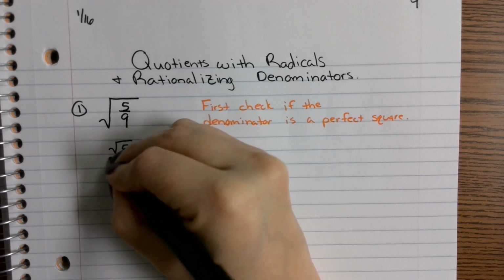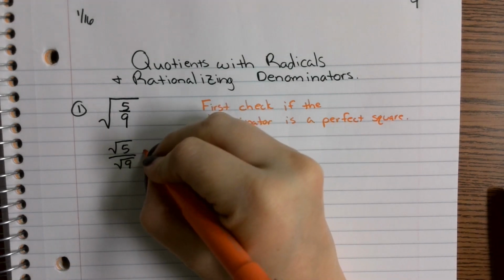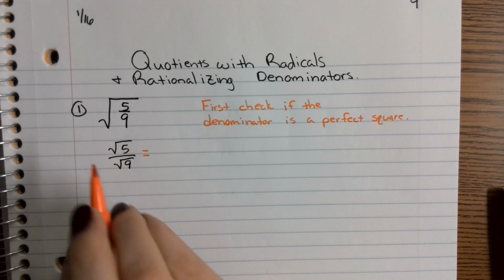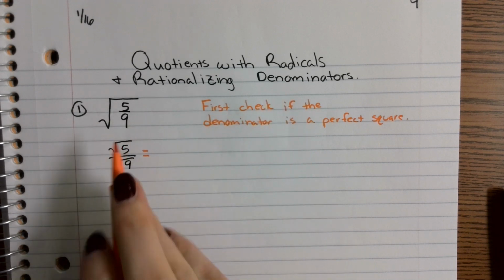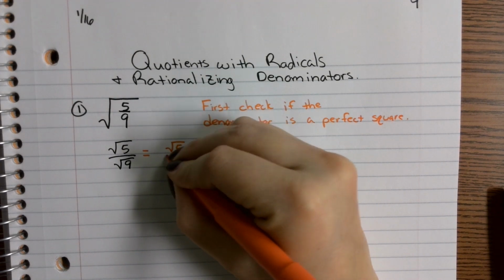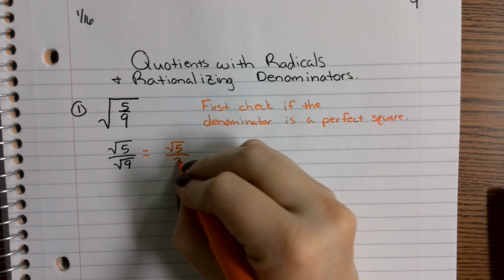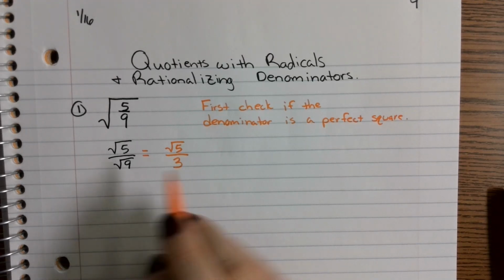Square root of 5 over the square root of 9, and then simplify them individually. Can the square root of 5 be simplified? Can we factor that out? No. There is not a perfect square other than 1 that can go into 5, because the only factors for 5 are 1 and 5. So this cannot be simplified. It's going to stay a square root of 5. However, the square root of 9 can be simplified. What is the square root of 9? 3. So then you wind up getting the square root of 5 over 3, and that's your final answer.